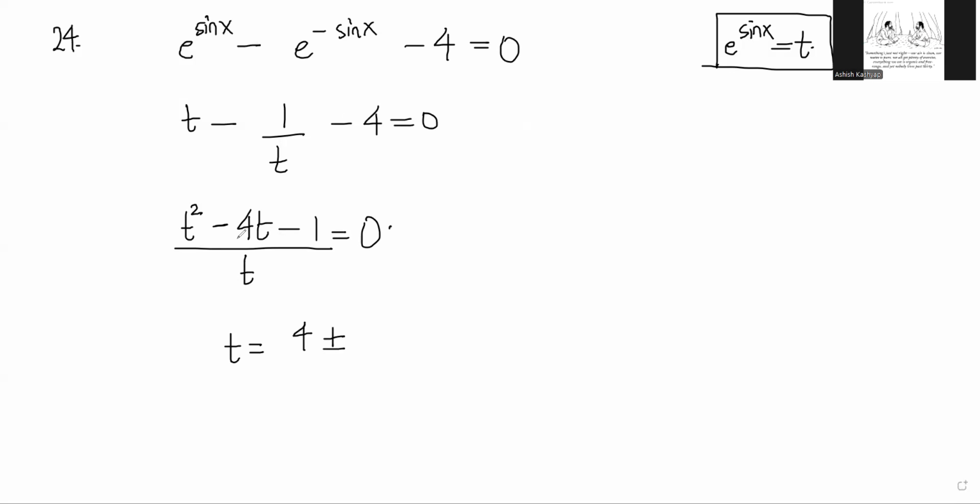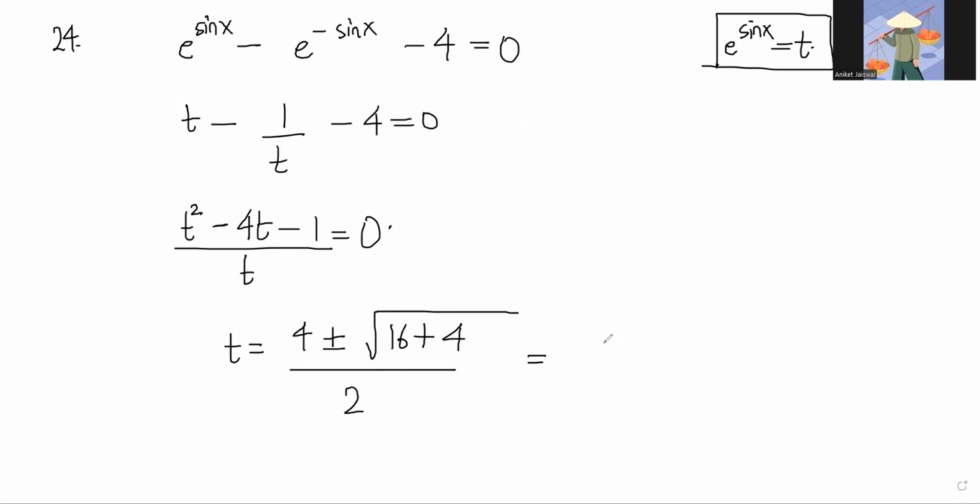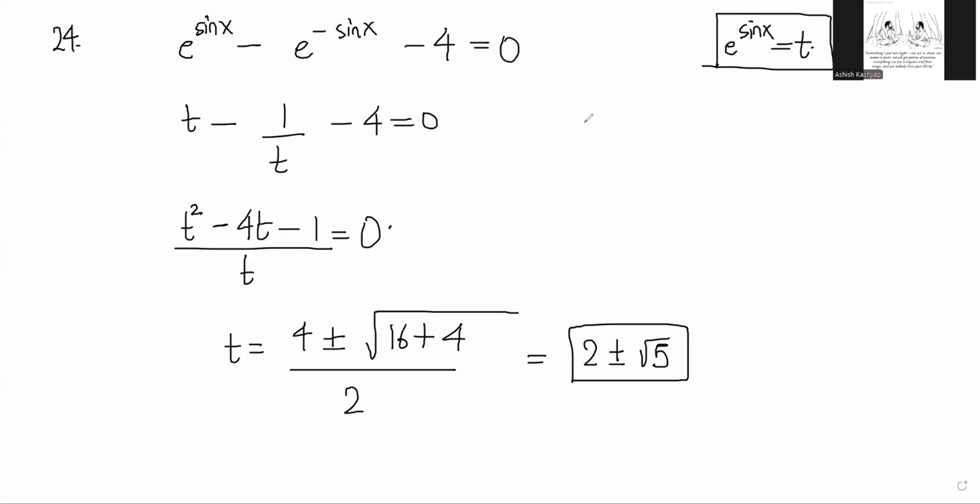Why will you do 4t plus 1? I'll solve it. t is directly minus 4 plus minus root of 16 plus 4, by 2, which is 2 plus minus root of 5. This is coming as t.